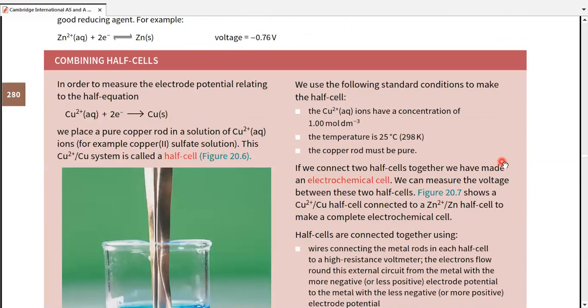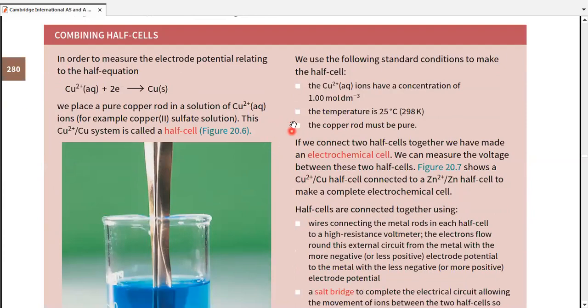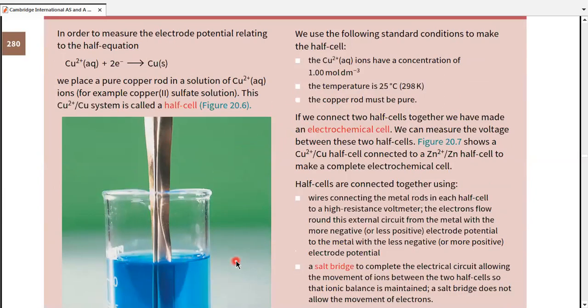Combining half cells. Finally, the point where we need to combine them both in order to find out the values for these cells. In order to measure the electrode potential relating to a half equation, let's take copper as an example. Take a piece of pure copper, dip it into a solution of copper sulfate, the blue solution, of course. The piece of copper would become a copper ion / copper system.